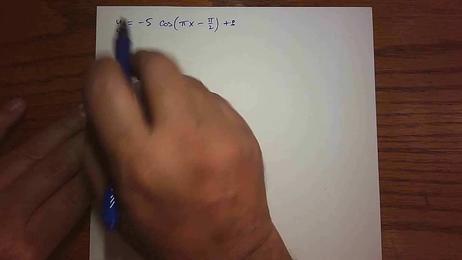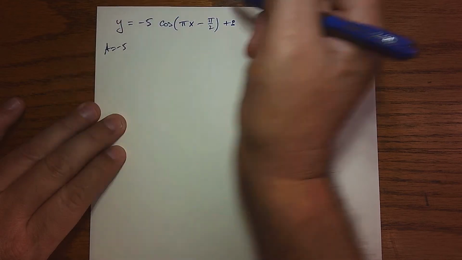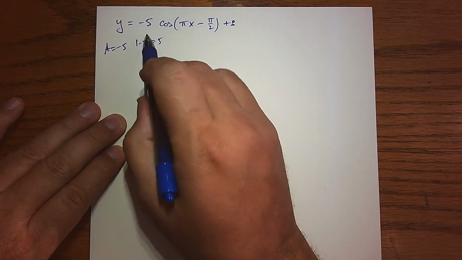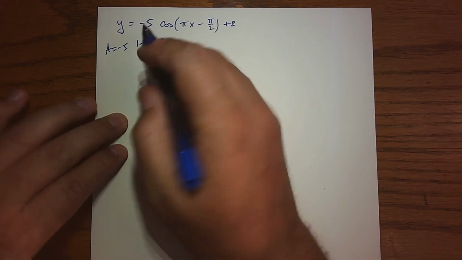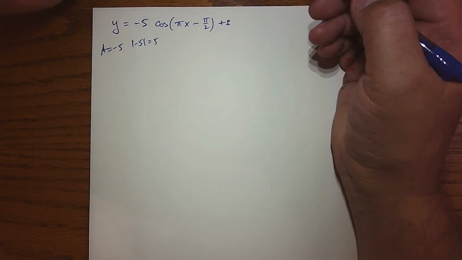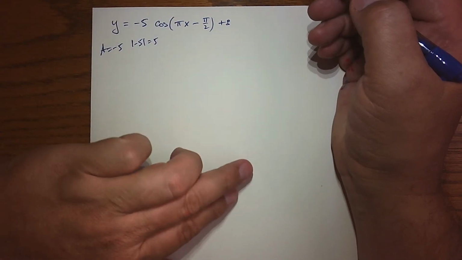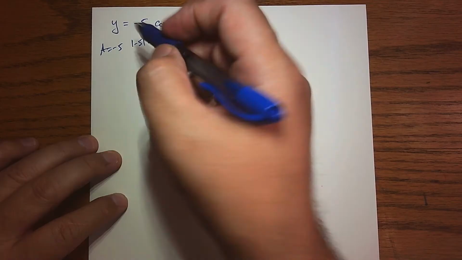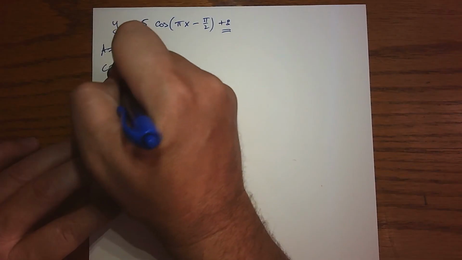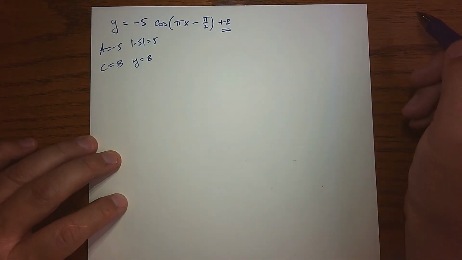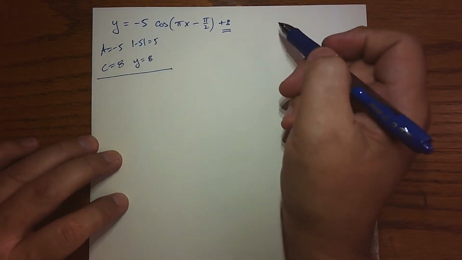So the first thing we have is our A is -5. So the amplitude, right, is 5. This just means that we're not only stretching the graph, but we're reflecting it around the x-axis. Cosine usually starts at a high point, so that high point is now going to start at a low point because of the reflection through the x-axis. Here we have that C is equal to 8, so my equilibrium is basically y equals 8.